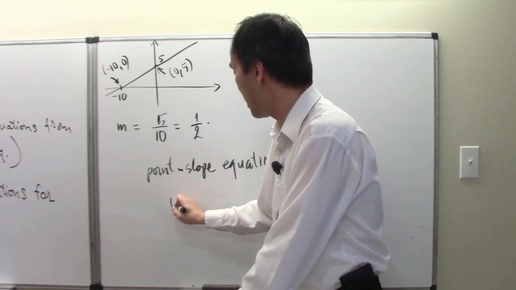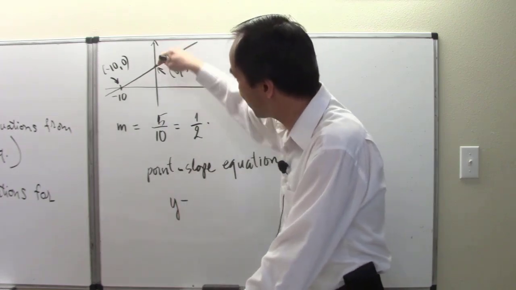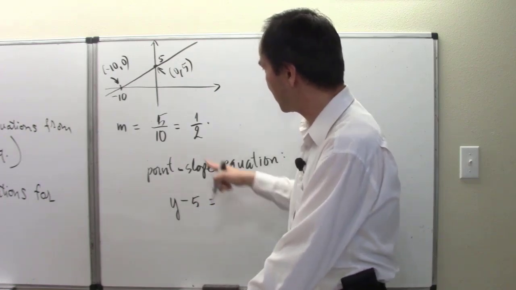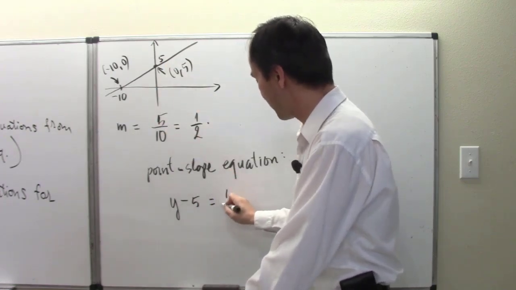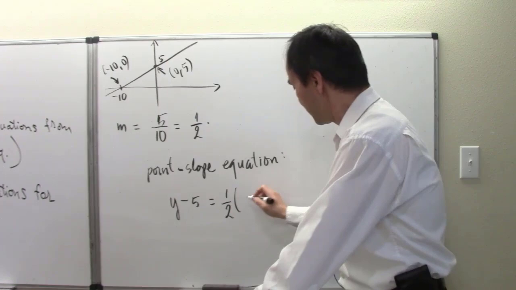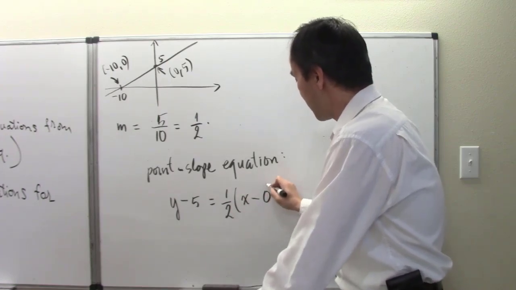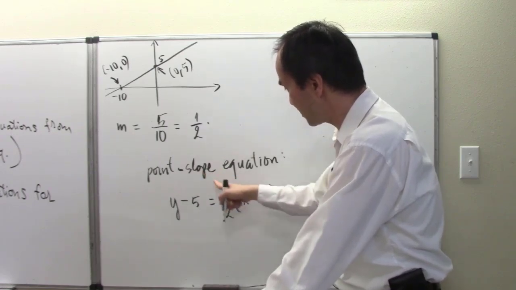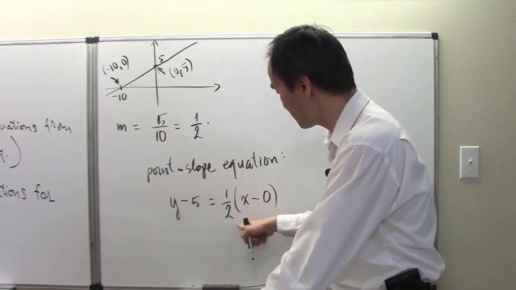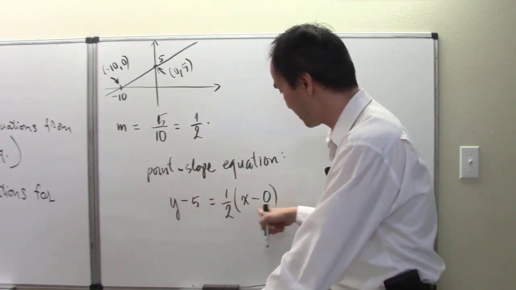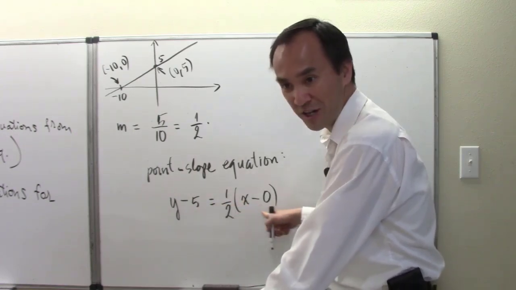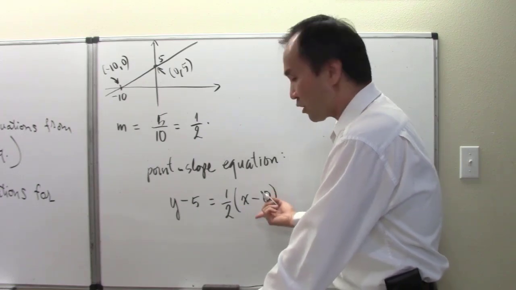How about y minus 5, since I chose this point, equals the slope, 1/2, times x minus 0. See, the slope is here. So point slope equation means the equation shows the slope and some point that the line is going through. So the line is going through this point 0, 5. That's why I put it there. Okay, and so we got the Cartesian equation.